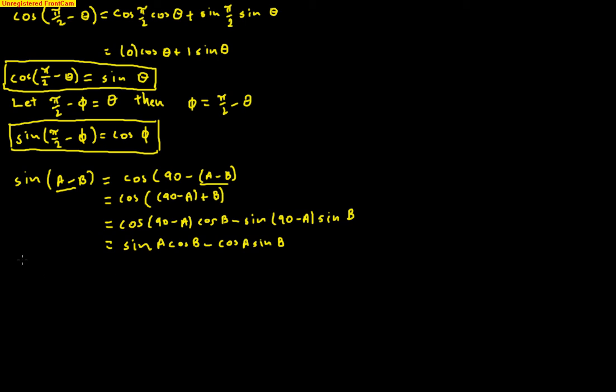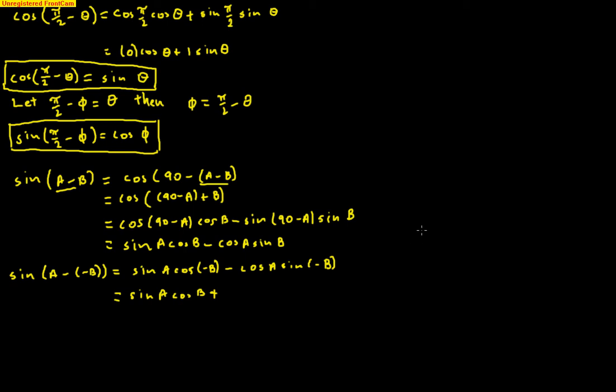Okay, if we were to replace B with negative B, sine of A take negative B, we're going to get the same thing: sine of A cos of negative B take cos of A sine of negative B. Because cos of a negative angle is just cos, like we were using just before, we get cos of B, and sine of a negative angle is negative sine of that angle.